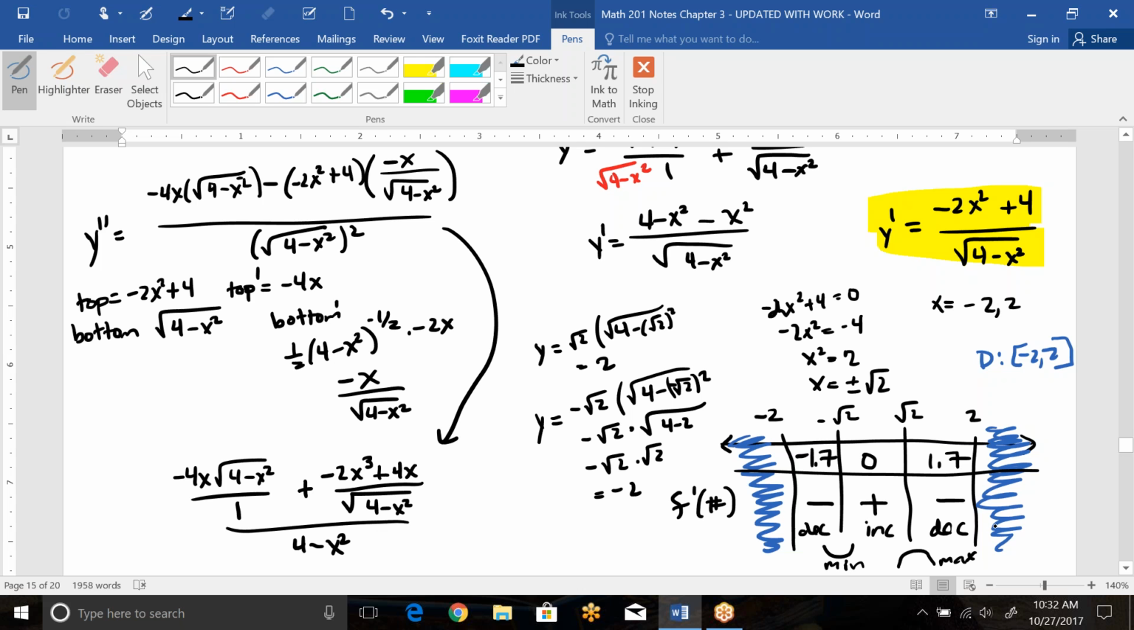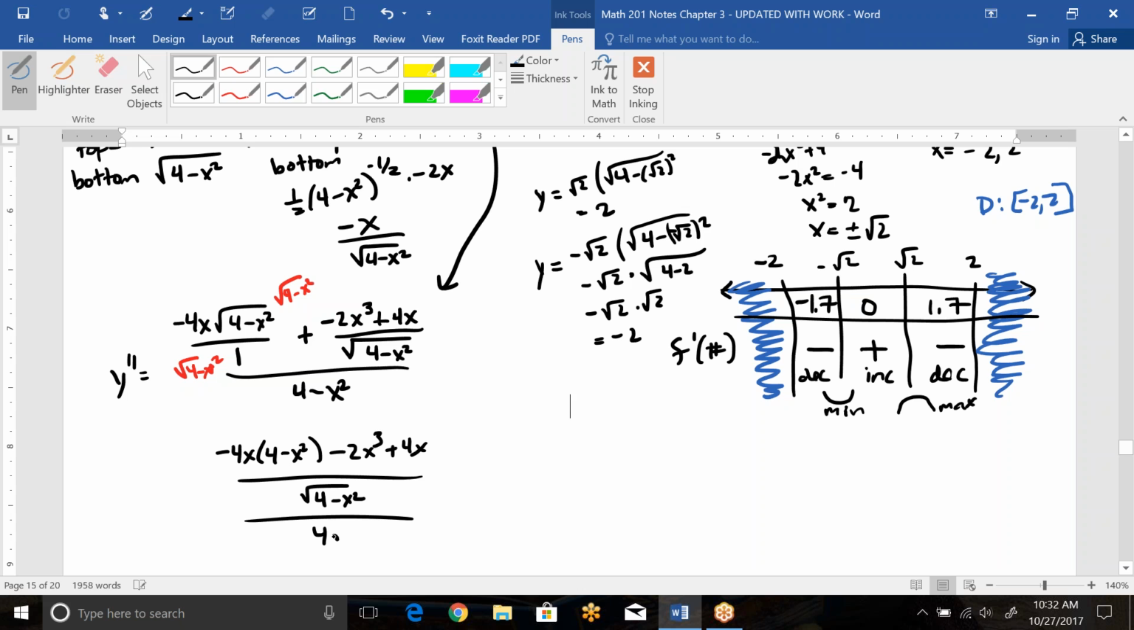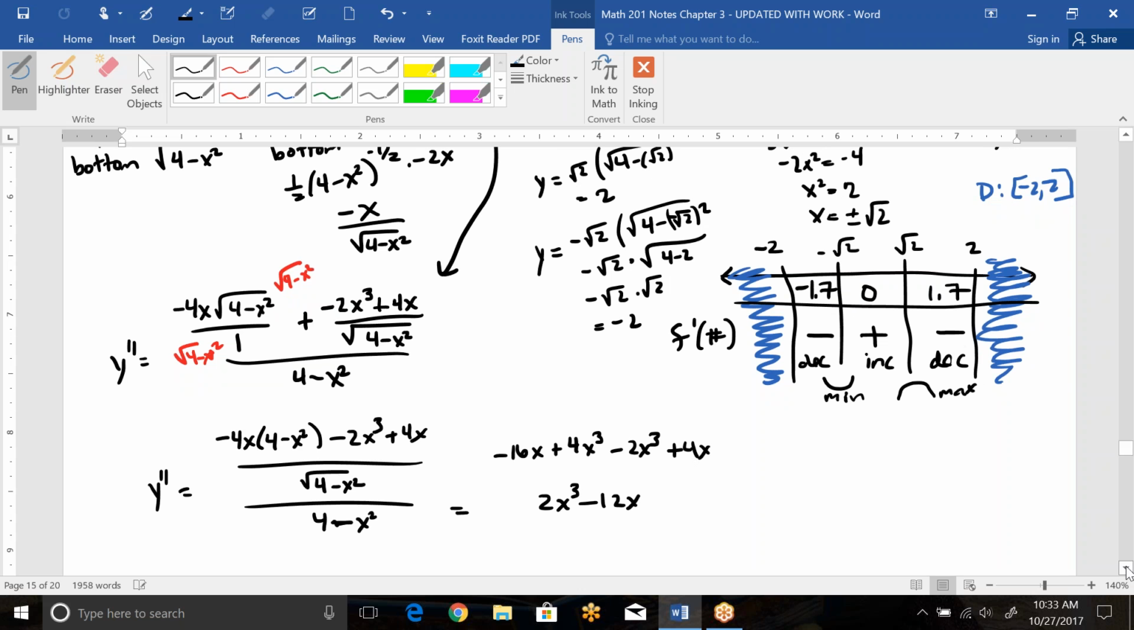Okay, we're going to keep working this out until we get a nice conclusion. We'll want to get a common denominator on the top by multiplying top and bottom of this again by the square root of 4 minus x squared, which would then give me a negative 4x times just 4 minus x squared, since the square roots would cancel, minus 2x cubed plus 4x all over the square root of 4 minus x squared, all over 4 minus x squared. So then looking at what we have left, we would combine everything we can on the top. So this would be negative 16x plus 4x cubed minus 2x cubed plus 4x. And that would then reduce down to 2x cubed minus 12x on the top.